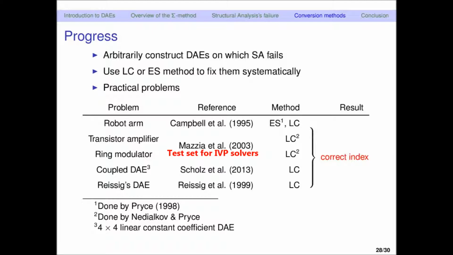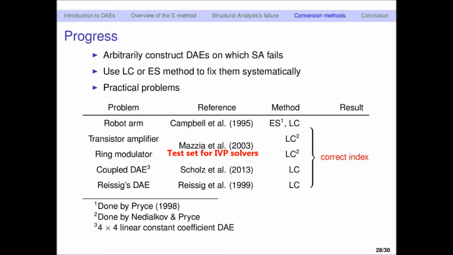It's a coupled DAE, but actually it's just a linear constant coefficient DAE. Our method fails in the beginning, reporting index 2. However, it's index 3. We apply the linear combination method twice to fix it. We report index 3. The last one is a little bit special. Reissig says he has a class of DAEs that are differentiation index 1. However, the structural analysis method reports arbitrarily high index. That is also well known in the DAE theory.